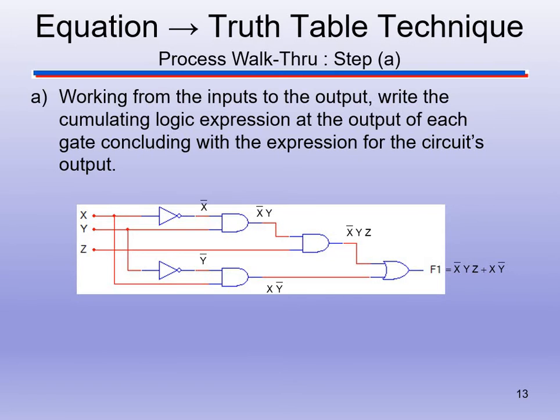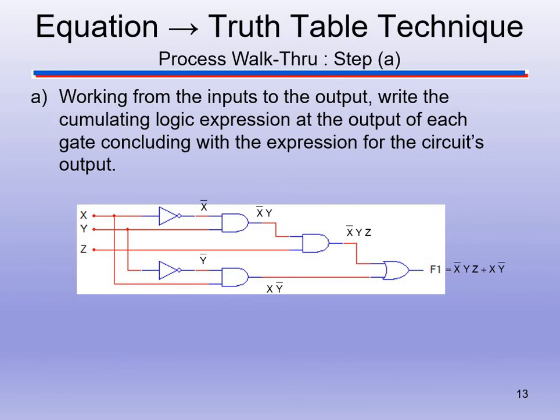So let's take a look here. If we put X through the inverter, we get what? X bar. We get not X out of that. Okay, remember, the inverter is a NOT gate. So when we put X in, we get not X out. Then that not X gets ANDed with Y. So we write that as not X and Y.